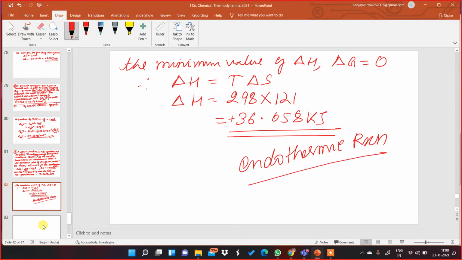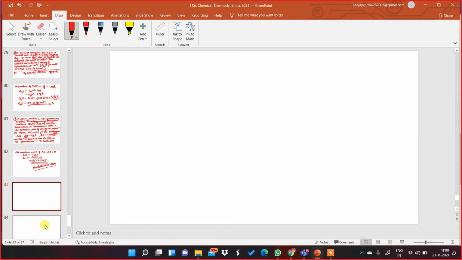So try to practice this properly. These sums are important sums. Now we go to the next question, number 4, the fourth question.